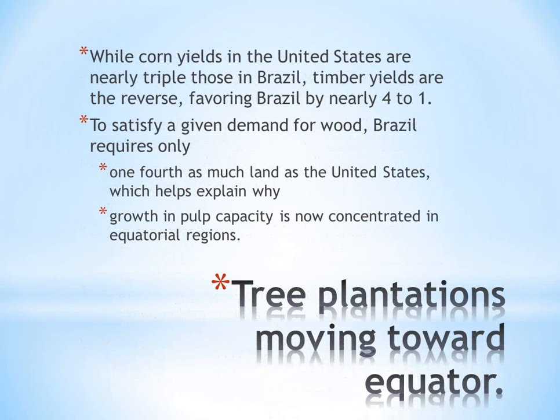Tree plantations are moving toward the equator. While corn yields in the United States are nearly triple those in Brazil, timber yields are the reverse, favoring Brazil by nearly 4 to 1. To satisfy a given demand for wood, Brazil requires only 1/4 as much land as the United States, which helps explain why growth in pulp capacity is now concentrated in equatorial regions.